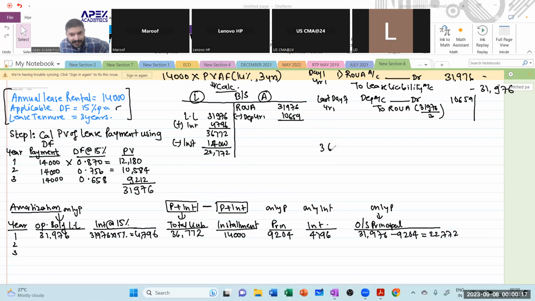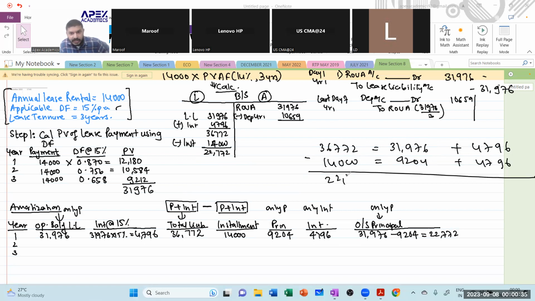My dear students, 36,772, write it like this: 31,976 plus 4,796. Write down 14,000 like this in your heads: 9,204 plus 4,796. Subtract against each other. 22,772 is left. How much will be left over here? 22,772 will be left over here. And how much here? 0. Interest will cancel itself. Principal will cancel itself against principal. This is the excess of outstanding principal.